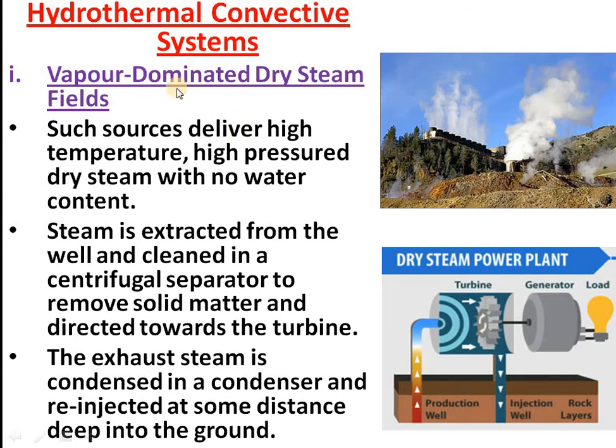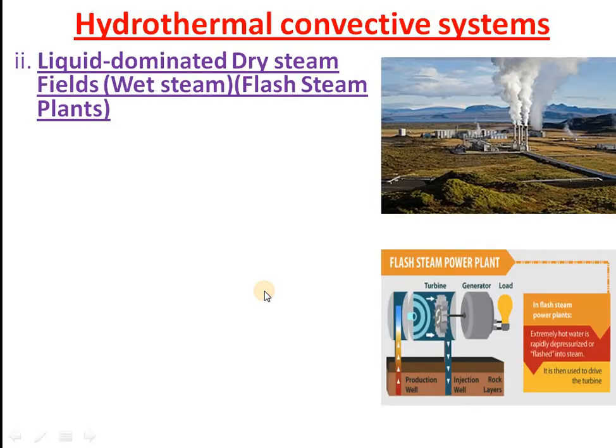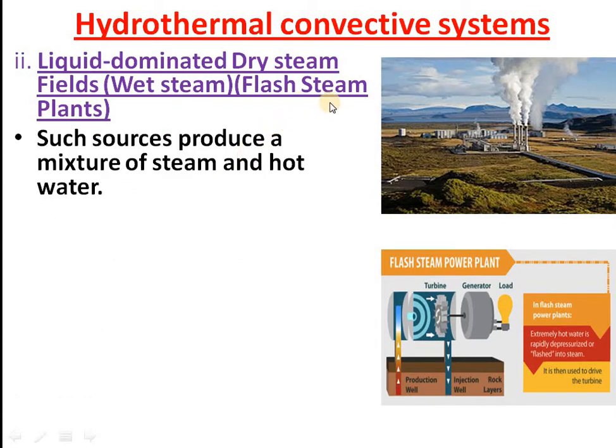Okay, this is done. Very simple process. Here the idea is clear. You are getting pure steam. Understand? That steam is used to produce power generation. Whereas in category 2, the liquid dominated steam, liquid is more than steam. Understand? So we do a process called flash steaming.